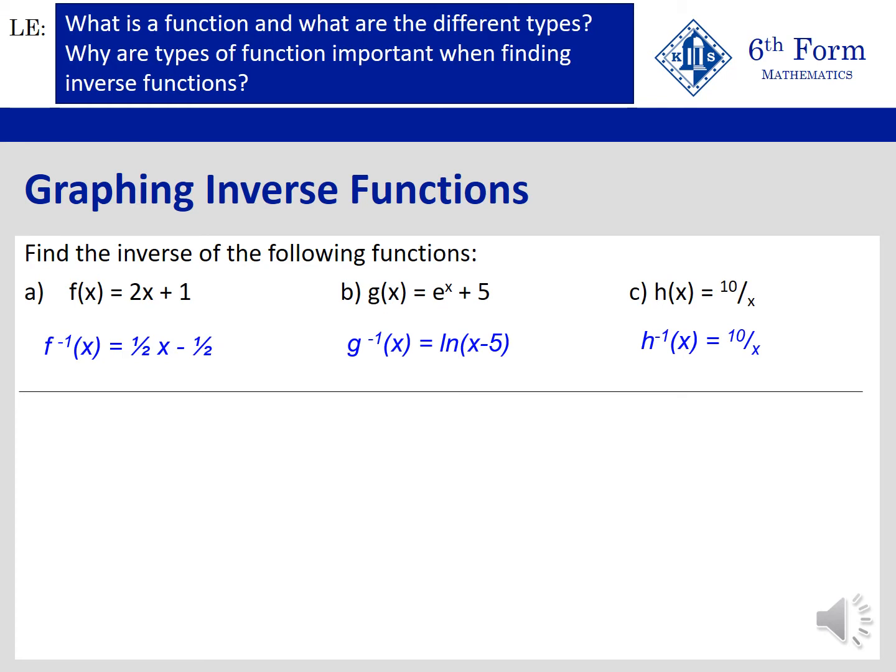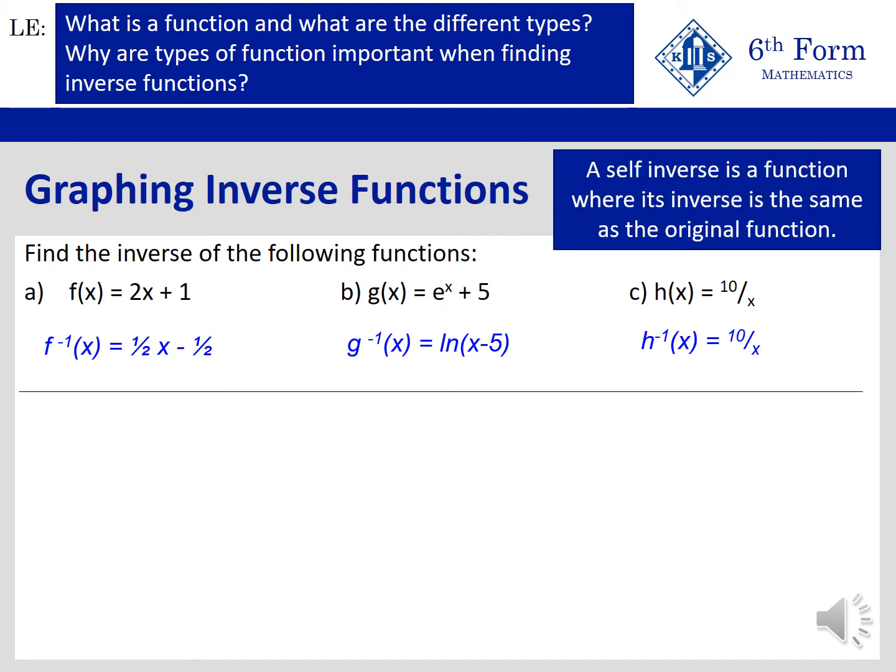So for f of x, the inverse function would be half x minus a half. For g of x, the inverse function would be natural log of x minus 5. And h of x is an interesting one. The inverse function of h of x would be 10 over x. This is actually the same thing as the h of x function itself, so we would call this a self-inverse.